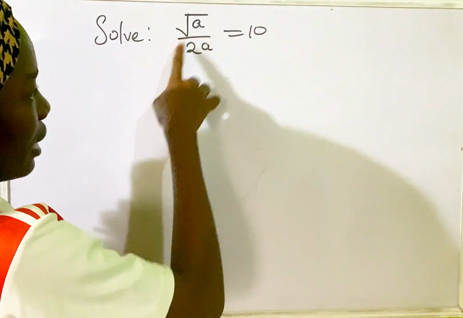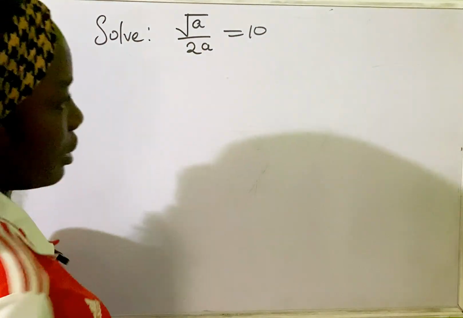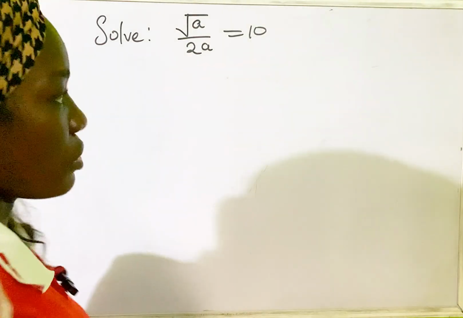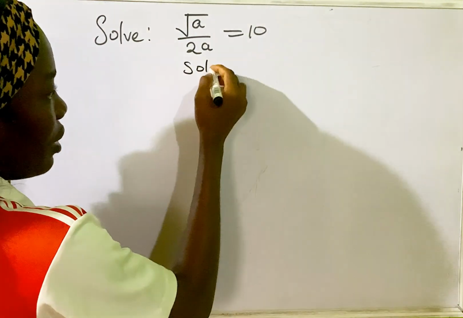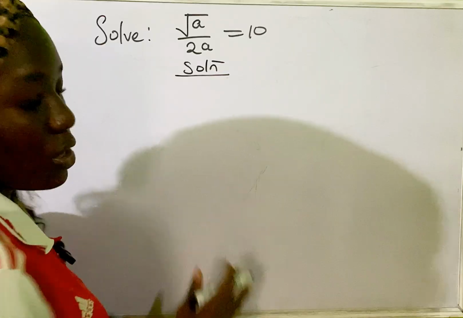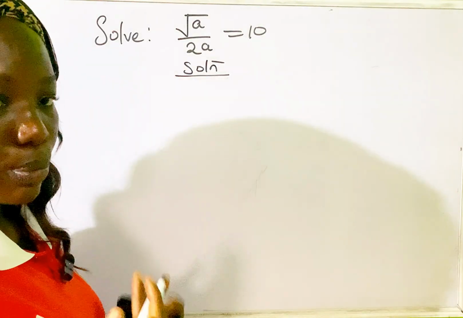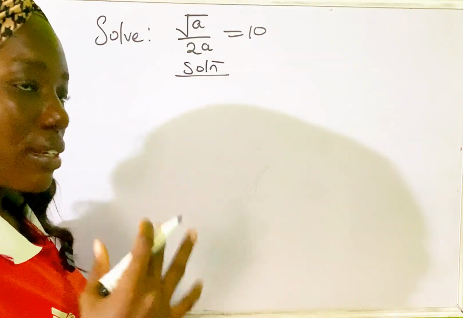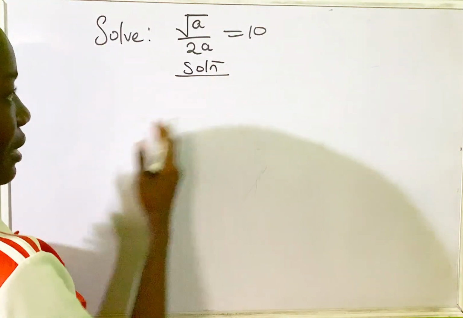We have √a over 2a is equal to 10. We are asked to find the value of a in this equation. So let's solve it. This is a very interesting question and can be solved in several ways. I'll be showing you both ways, so stick around and see the ways that I'll use to solve and get the answers to this equation.